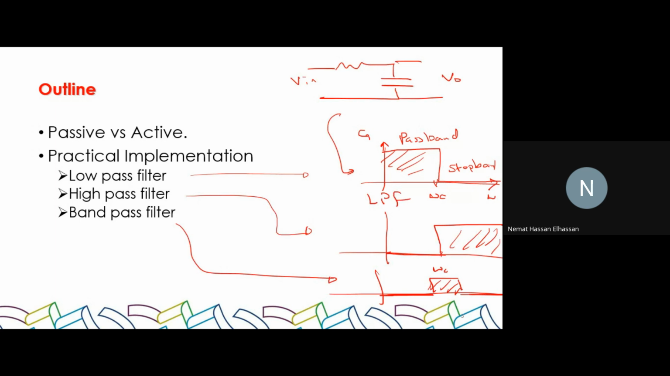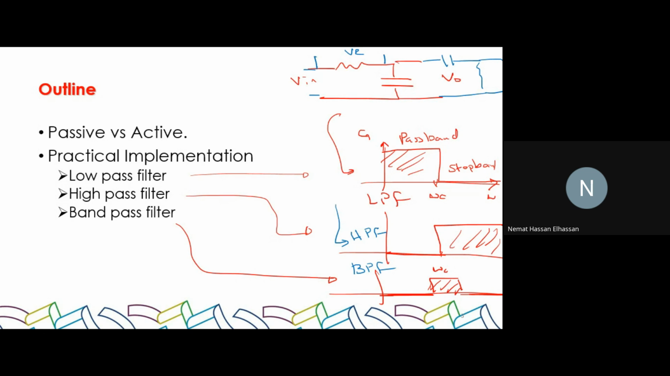If you take your output at the terminal of the resistor, VR, and your input here V in, you build a high pass filter. If you combine 2 circuits, one of low pass, one of high pass, for example, if I connect here a high pass filter, then I build a band pass filter.